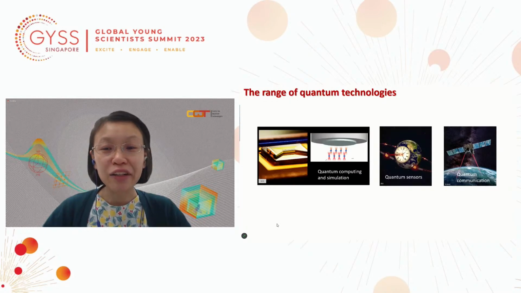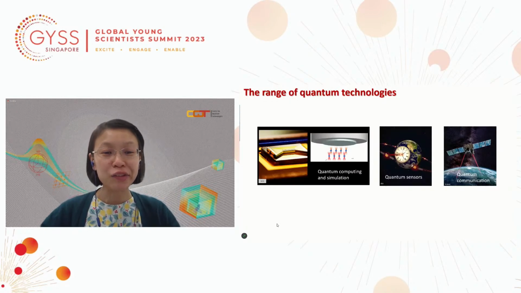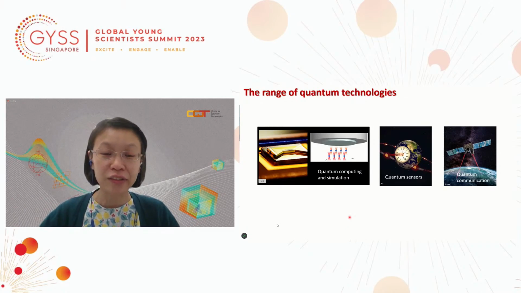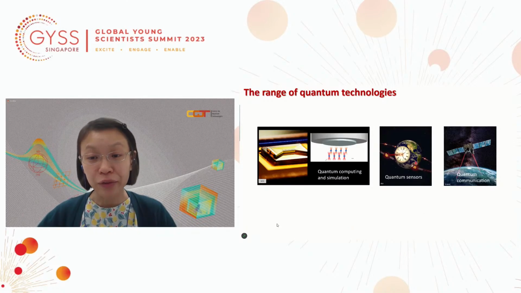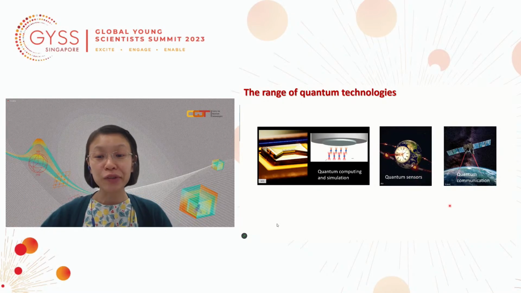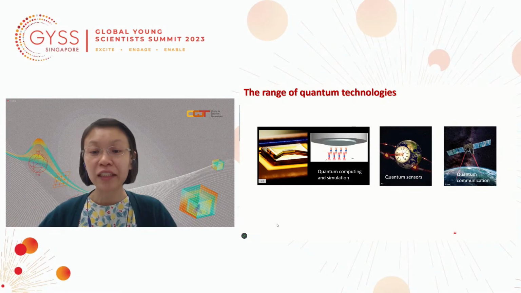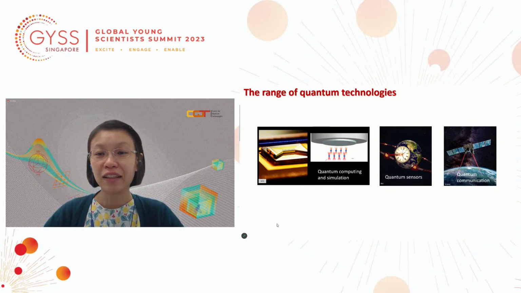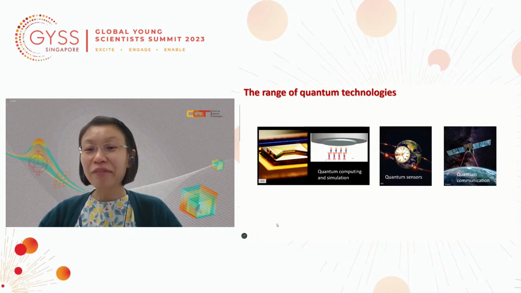So with this, I want to close by saying that so far I've described using quantum physics to impact quantum computing and simulation. But there's really a range of quantum technologies, as Jenny mentioned in her introduction. There can be more precise quantum sensors based on quantum physics. And you can also use these for quantum communication, where the security is really guaranteed by the laws of quantum mechanics. So with this, I end my talk here, and I'm happy to take questions.